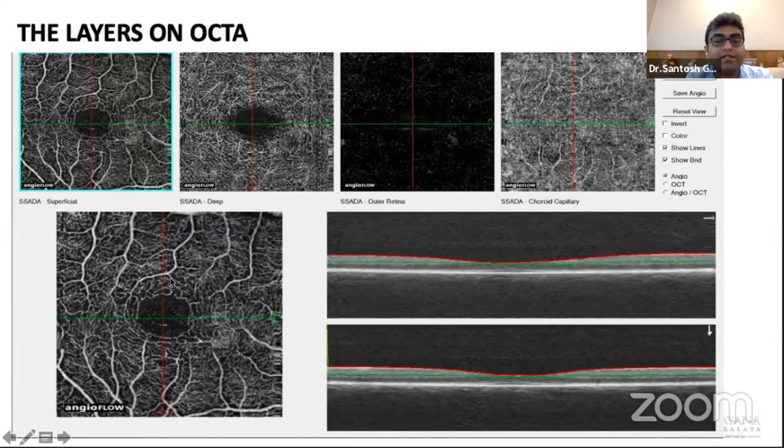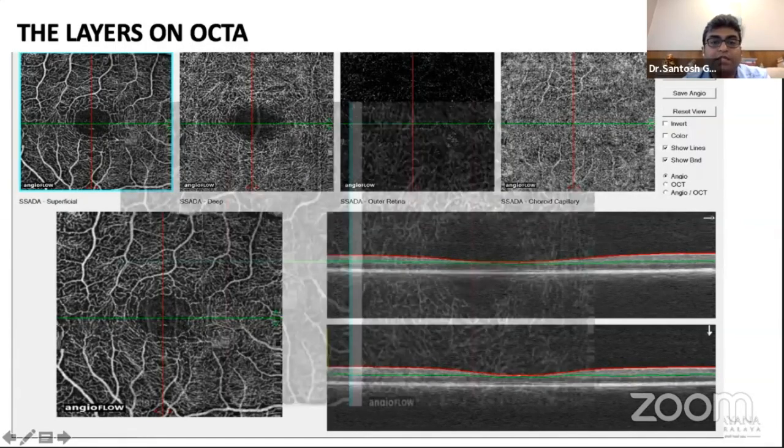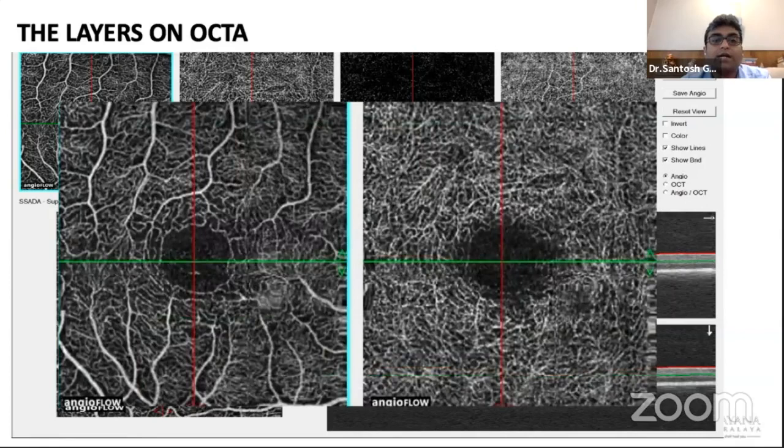These layers that are the readout layers in OCTA are one of the commonest readouts that we usually see in day-to-day practice now. So this, we all know, is the superficial plexus. This is the deeper plexus. This is the outer retina, and this is the choroid. So these four layers are the default layers that we see.